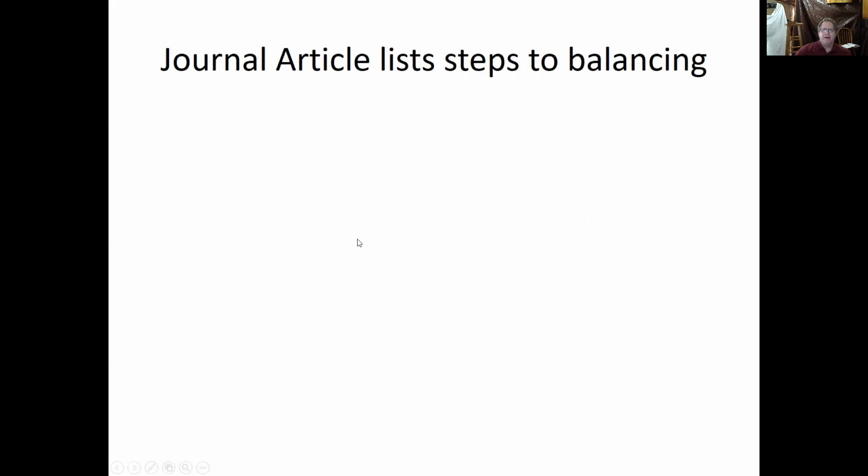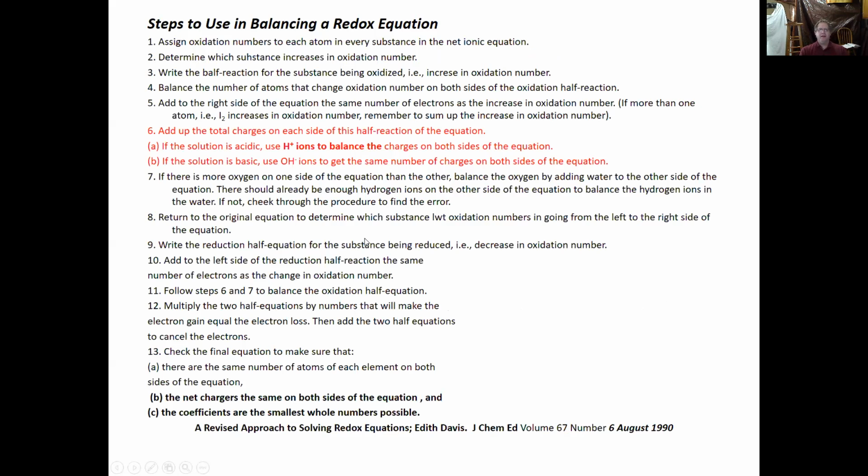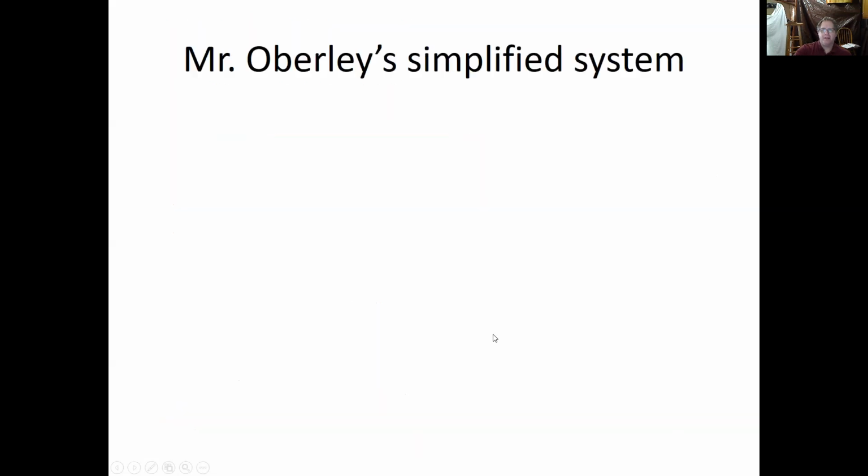Okay. Now, the journal article lists steps to balancing oxidation reduction reactions. And I've included the journal's list of them right here. And notice it's got 13 steps, and some of them are A and B and A, B, and C. So with that, I thought, well, okay, so all this is really good. They're going into really detail of what you need to do, but I like to simplify it a little bit. You know, I overly simplify things.